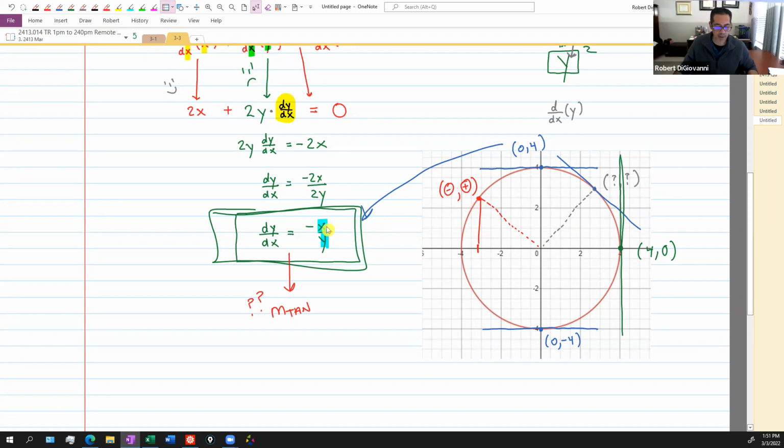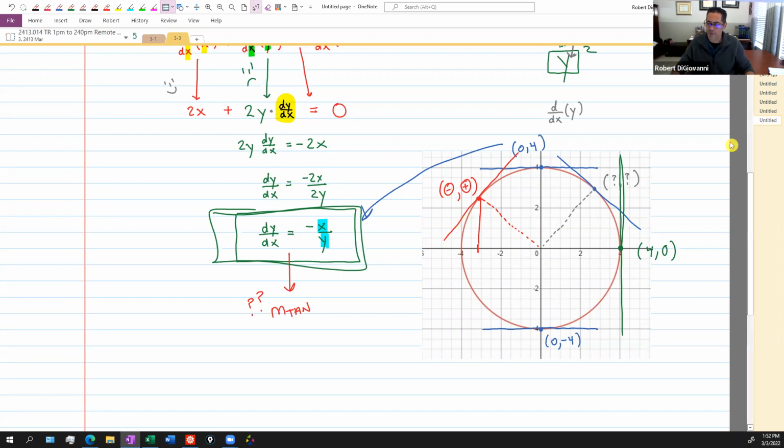What would happen if I plug that into this? What would I get? 1, right? And that matches with the slope of the tangent line here. Okay, we need to do more examples, but I hope you're starting to see that this is a very nice way of finding the slopes of tangent lines for any curve. It no longer has to be a function of x. It no longer has to pass the vertical line test.